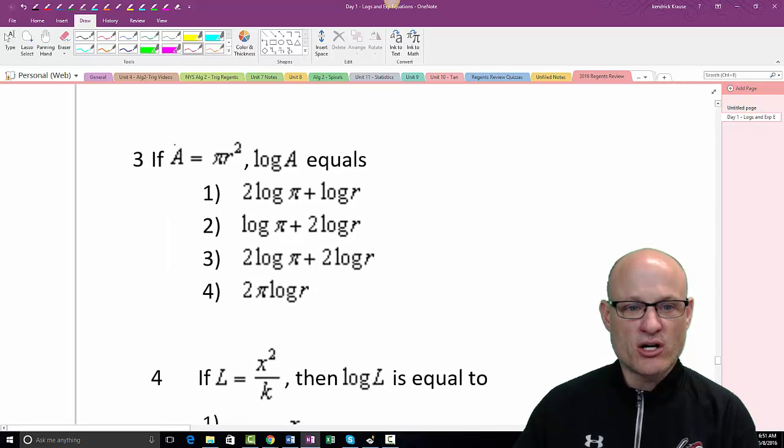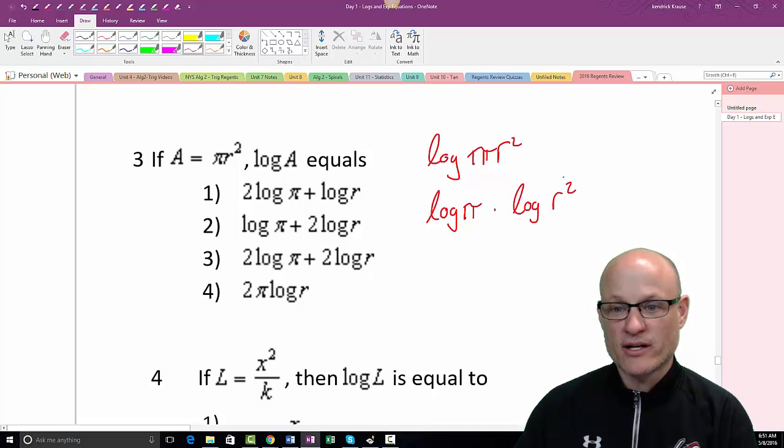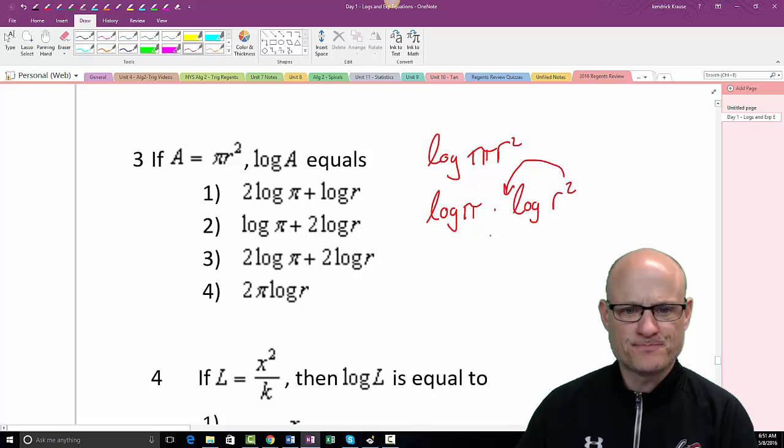So they just took the log of this side. What we've got to do is take the log of pi times r squared. Well, that's the log of pi plus the log of r squared. Exponents come out front. Oh, plus.